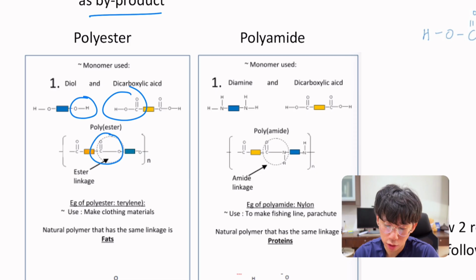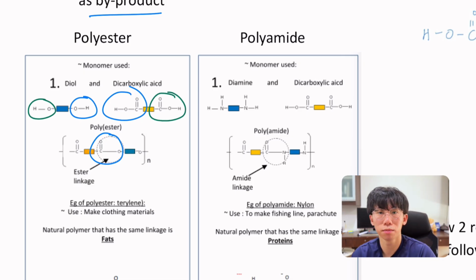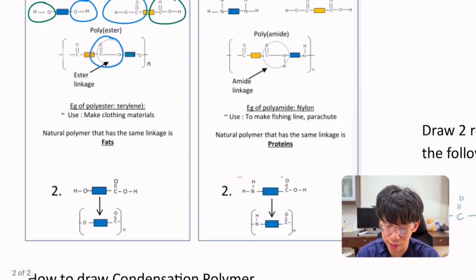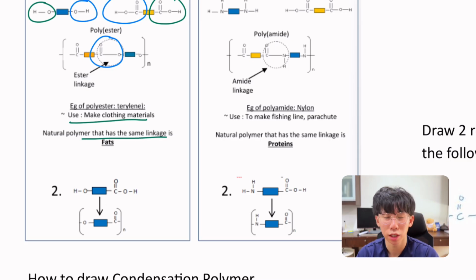With this polyester and the ester linkage, all you need is the monomer to have another OH group and another carboxylic acid group, and then you can form a combination of one monomer with another monomer with another monomer with another monomer, and that's how the chain repeats itself. An example of this polyester is terylene, which is used to make clothing materials. Natural polymers that have the same linkage are fats in your body. They also have this ester linkage as well.